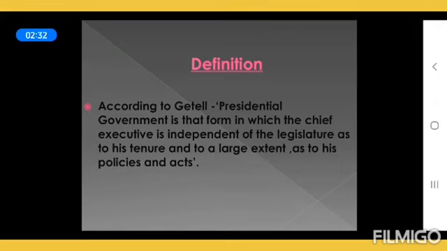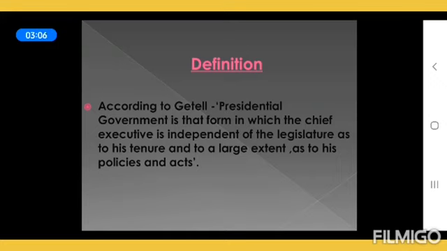He says that presidential government is that form in which the chief executive is independent of the legislature as to his tenure and to a large extent as to his policies and acts. This definition clearly summarizes the most essential features of the presidential government, students, such as the separation of powers between the legislature and the executive.